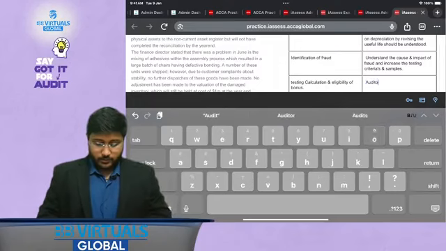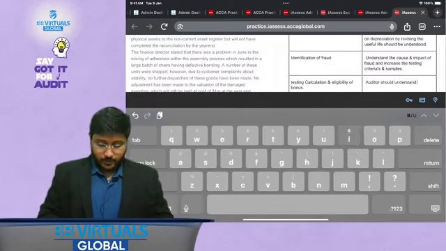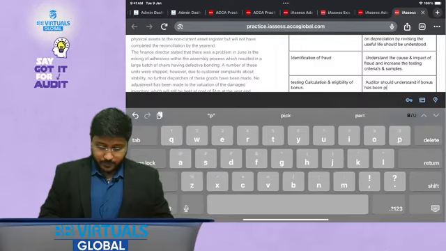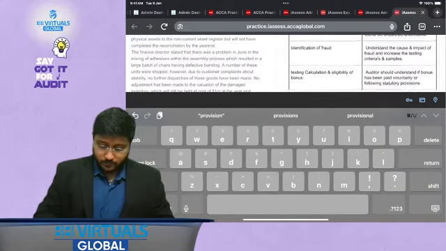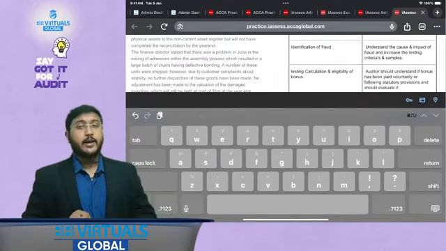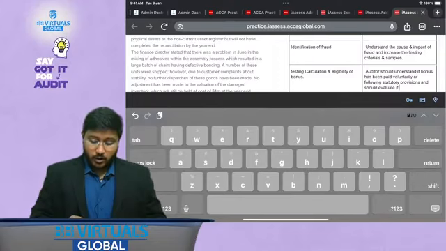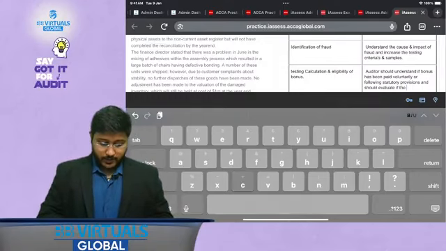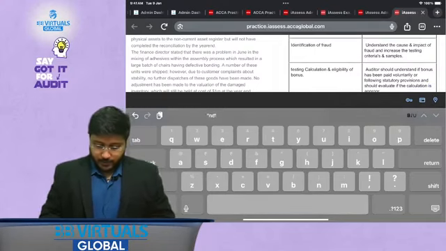Then testing, calculation and eligibility of bonus. So auditor should understand if bonus has been paid voluntarily or following statutory provisions, and should evaluate if the calculation is appropriate or not.